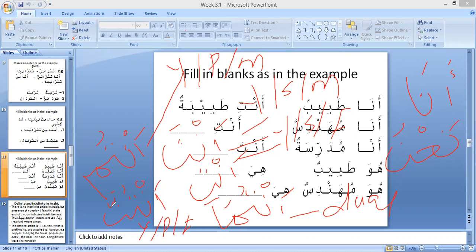What is this sign here? It looks like a three facing up. Is it shadda or something like that? This is called shadda. So you stress, you say antunna.